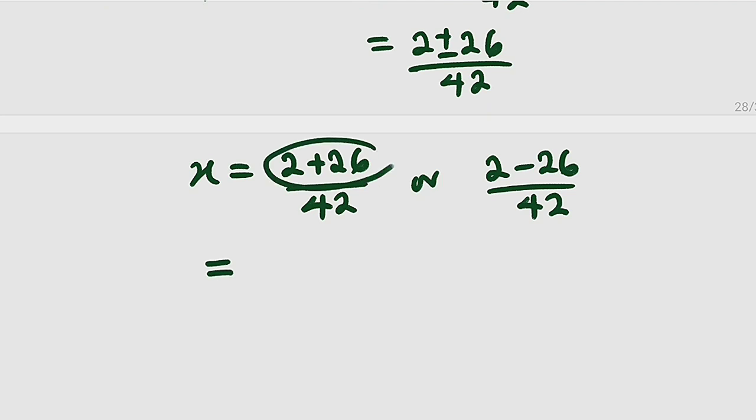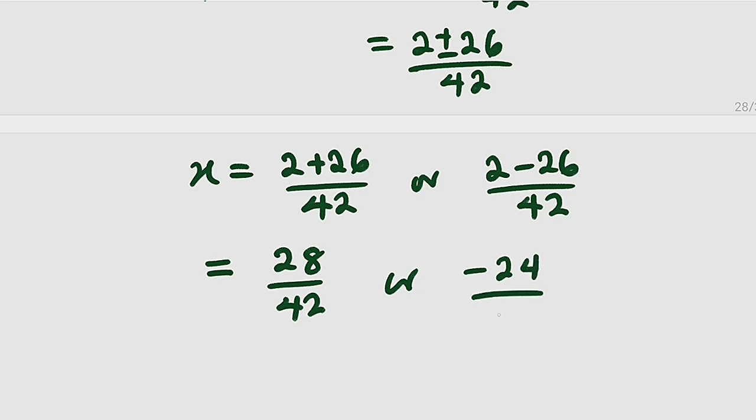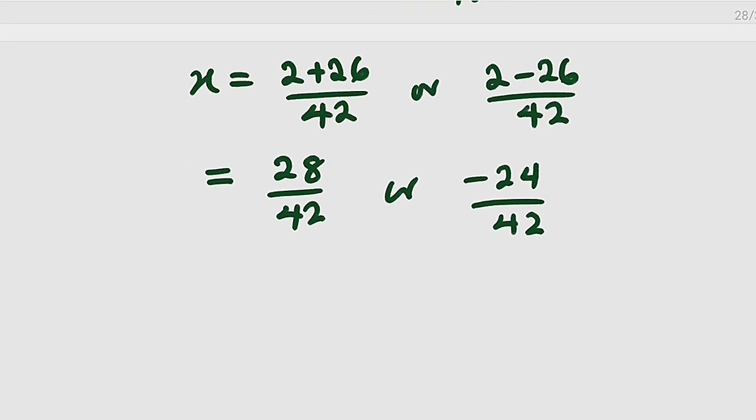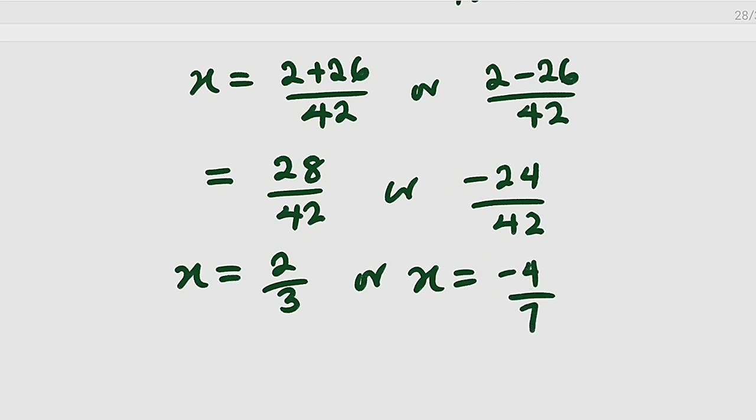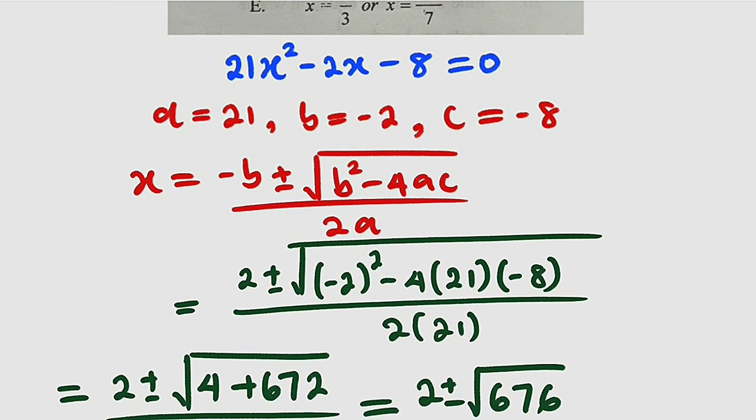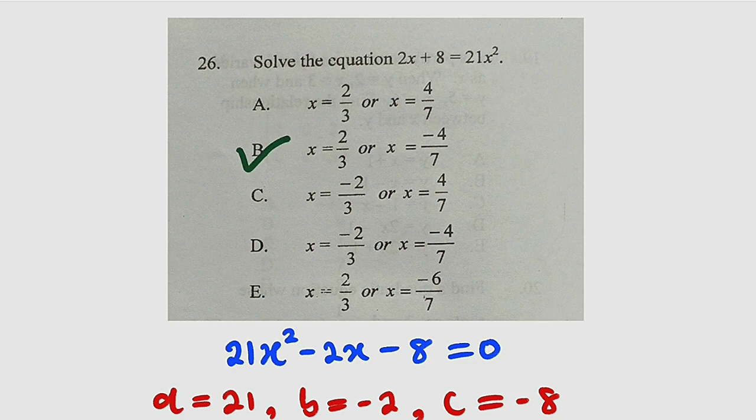This is equal to 28 divided by 42 or minus 24 divided by 42. And to their lowest terms, x is either equal to 2 over 3 or x equal to -4 over 7. And hence this is the solution. X could be 2 over 3 or -4 over 7. Let's check out, which is option B.